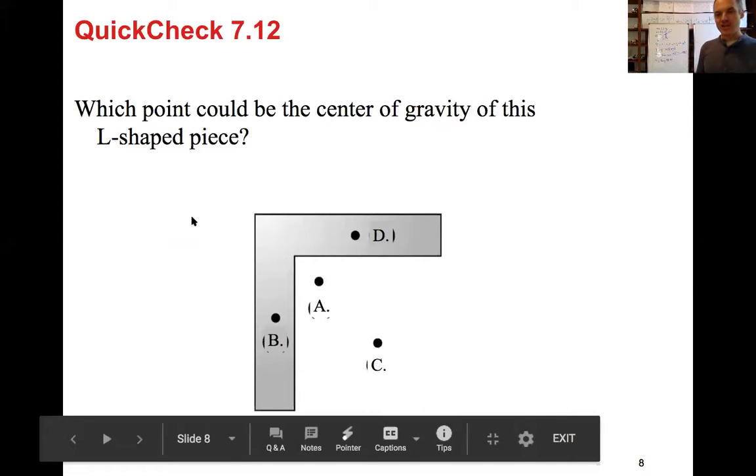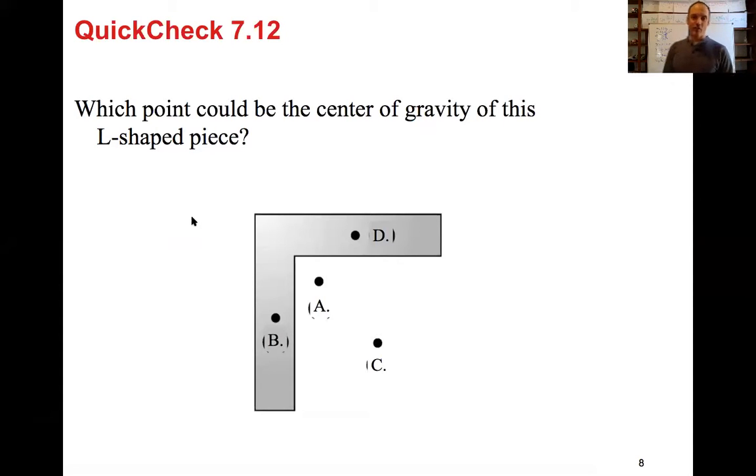All right, so let's look at some different objects here. This object is an L bracket, basically, and we're trying to figure out where its center of gravity would be. On the object, you can see two points, D and B, on that piece. If you're looking at it, it's a uniform thickness, so it wouldn't make sense that either of those would be a good option.